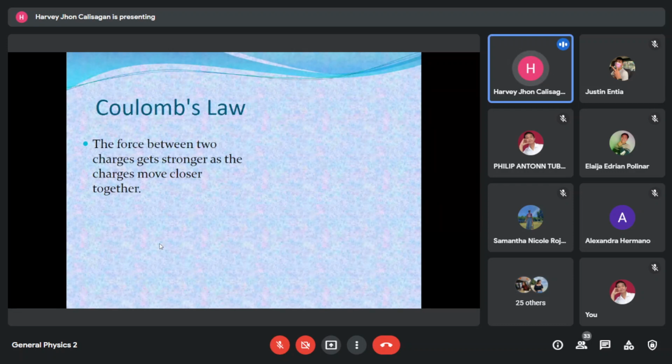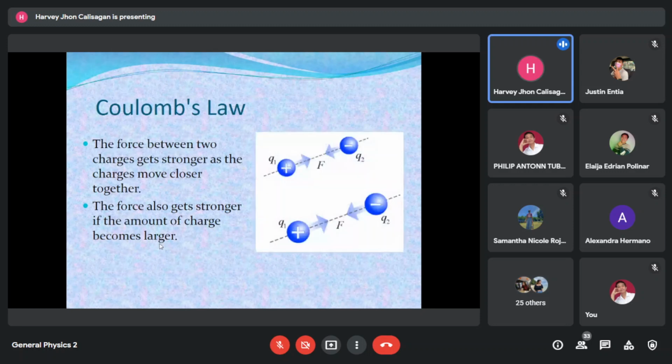Okay, more about Coulomb's law. The force between two charges gets stronger as the charges move closer together. The force also gets stronger if the amount of charge becomes larger. So if we have this statement, how can we possibly interpret this one? Is it directly or inversely proportional? Are the charges inversely proportional to the force, or are they directly proportional to the force? Anyone has an idea about this statement?